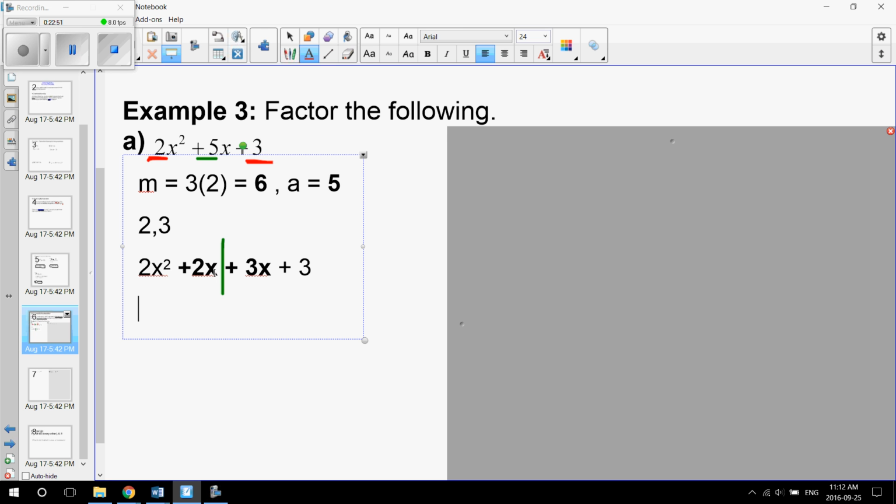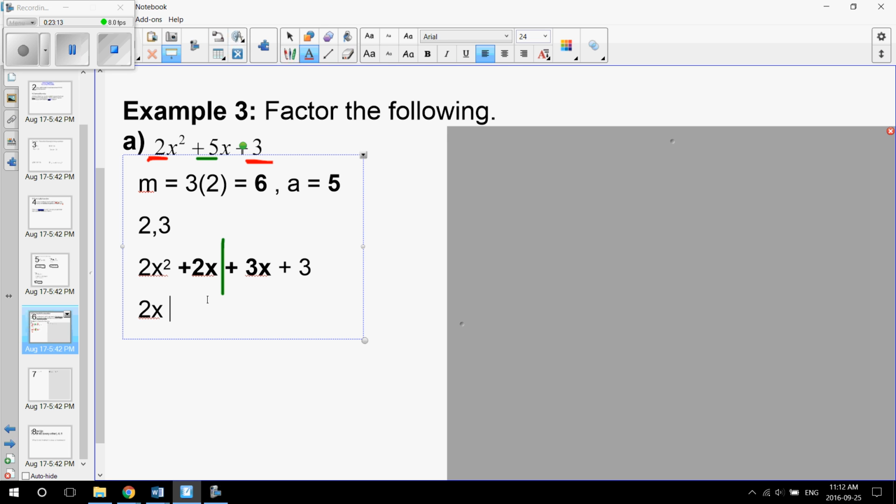So start with the numbers. What's the biggest number that we can divide out of both of those? Hopefully you see that it's a 2. We can divide a 2 out of both of these numbers. Then look, is there a variable that we can pull out of both of these terms? And yes, there's an x, 2 x's in the first term, and there's 1 x in the second term. So we can factor out an x as well.